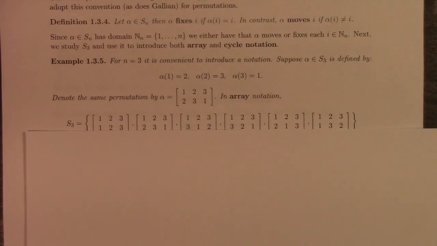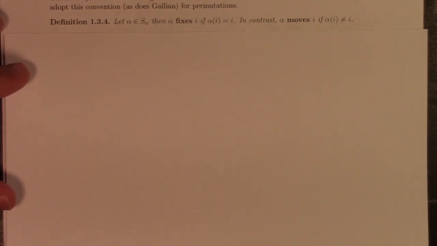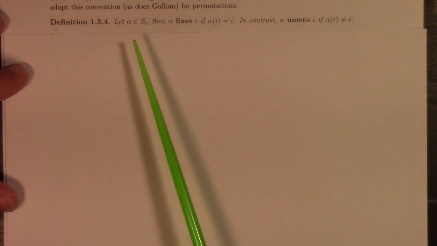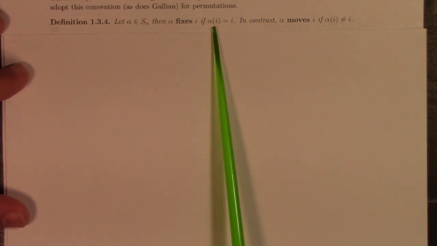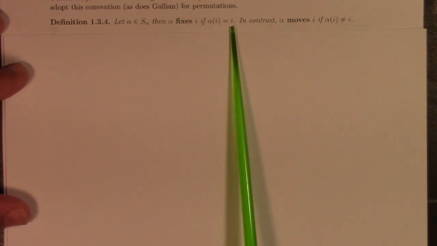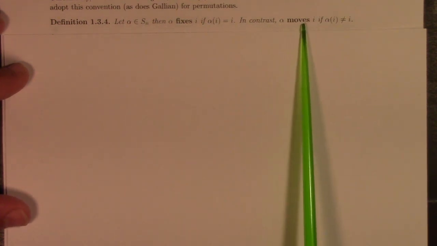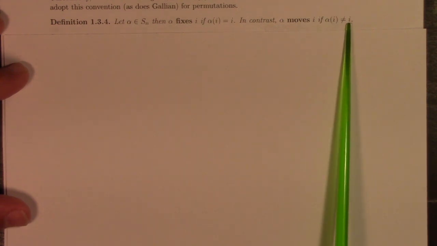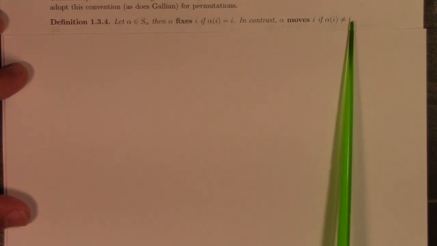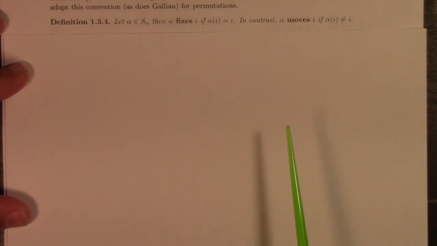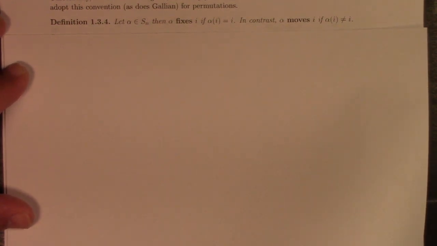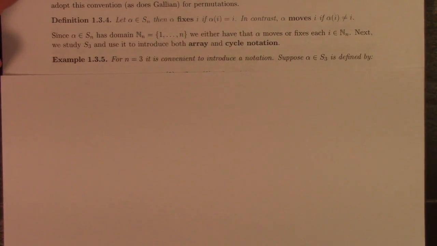But now is as good a time as any to introduce some language. If we have a permutation alpha in S_n, then alpha fixes i if alpha of i is equal to i. In contrast, alpha moves i if alpha of i is not equal to i. So in my previous example, the alpha we were just talking about moved both 1 and 2. Nothing was fixed under that one. We're going to be talking about moving and fixing throughout this whole talk, so let's just go on here.